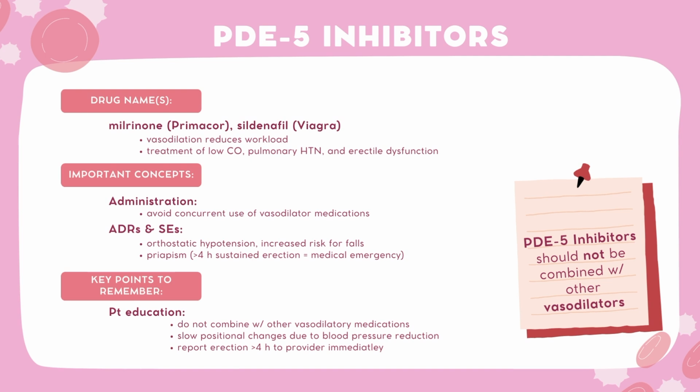PDE5 inhibitors, such as milrinone and sildenafil, are also used to treat heart failure by decreasing workload on the heart by causing vasodilation. These medications are indicated for short-term treatment of low cardiac output, as well as for the treatment of pulmonary hypertension. Vasodilation can cause the patient to become hypotensive, and so patient education should emphasize slow positional changes and avoiding combining these drugs with other vasodilatory medications.